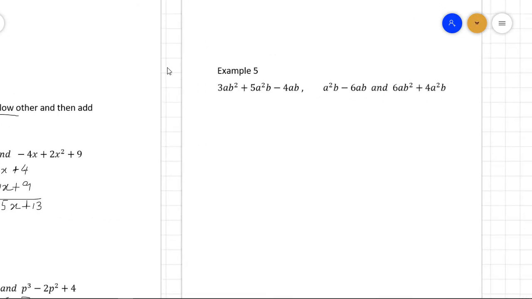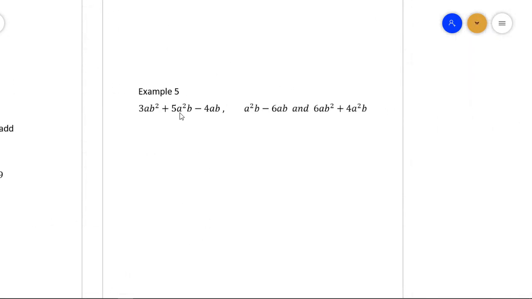Okay, going to the next example. The last one is, look, there are 3 polynomials in example 5. First this, and the second one, and the third one. How we will add them? It is a simple way. First add the first 2 polynomials, and in their sum add the third polynomial.